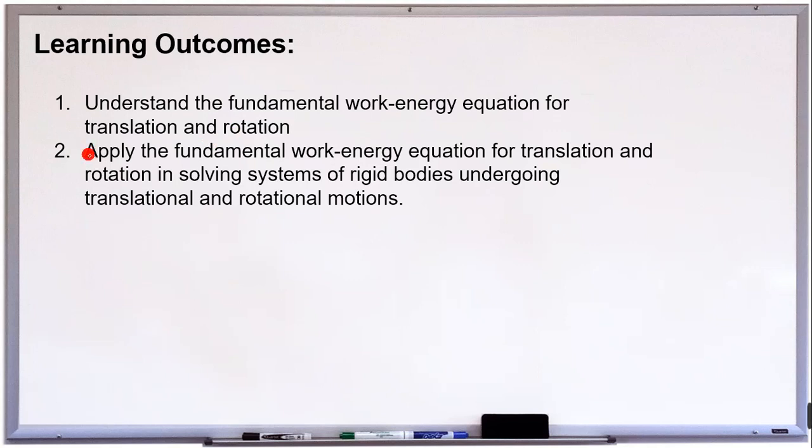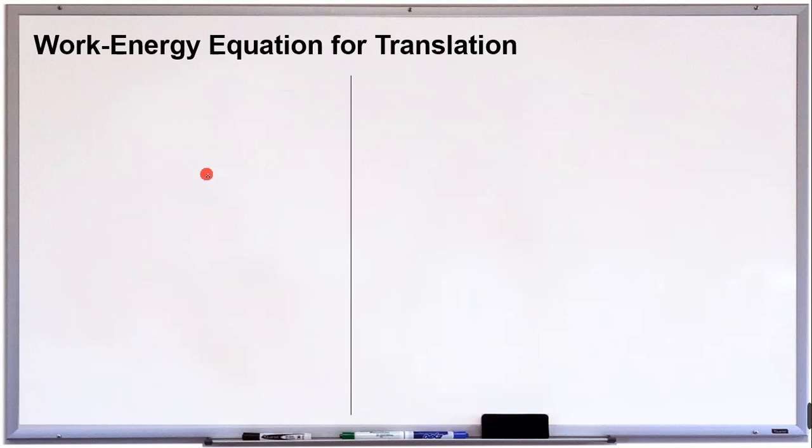The second one, you will be able to apply the fundamental work energy equation for translation and rotation in solving systems of rigid bodies undergoing translational and rotational motions. Now let's start with the concepts and derivation of the work energy equation applied for translational motion. So a given rigid body or an object is undergoing a straight line motion.